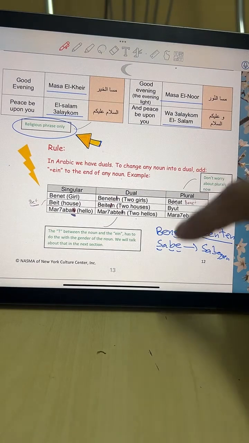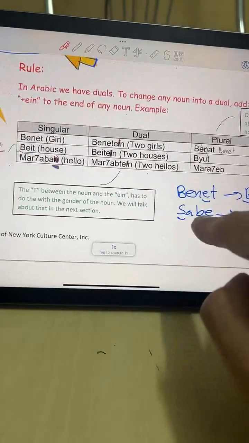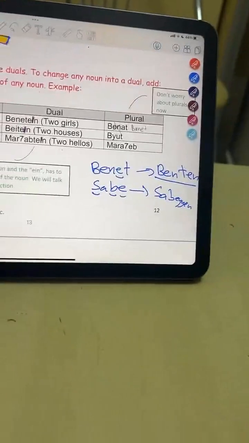You could also say for a girl, sabi. Sabi, masculine. Sabiyye, feminine.